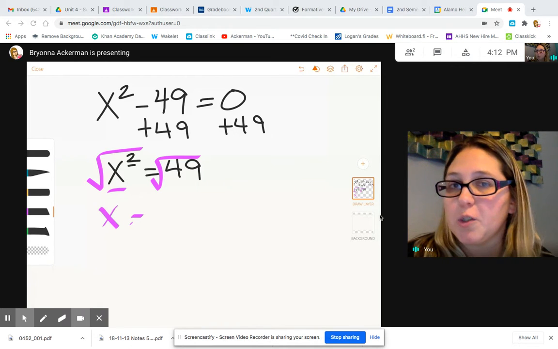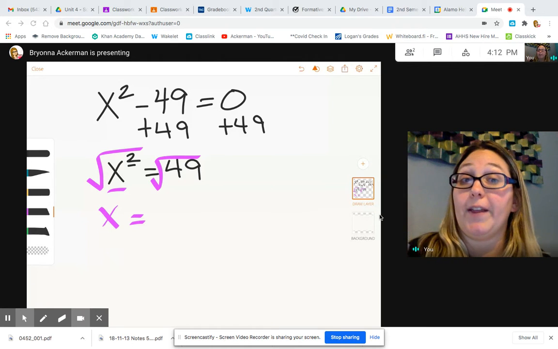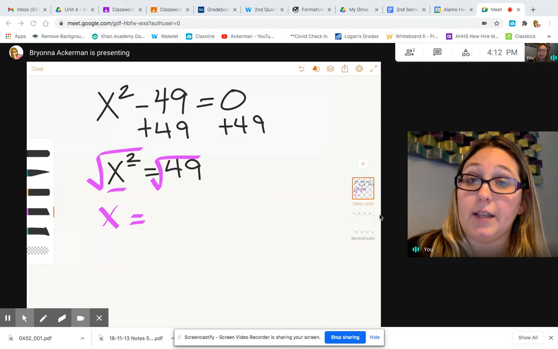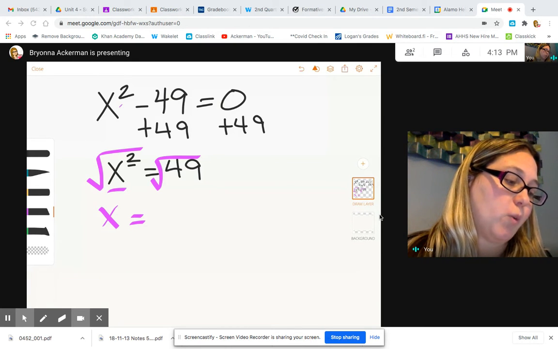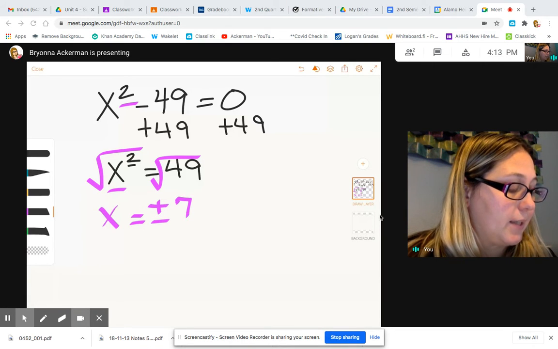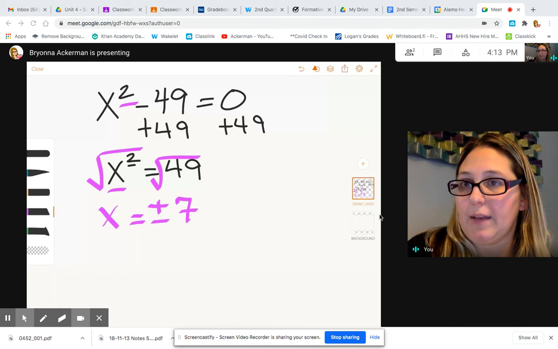And then if you take the square root of 49, remember the square root, when it's perfect, is that number times itself. So in this case, it's 7 times 7. And so because we're actually solving for a square root, we always do plus or minus 7. And so we now know that x is equal to plus or minus 7.